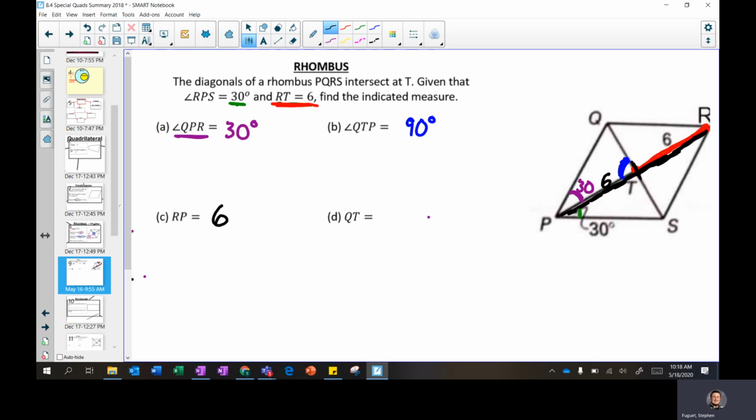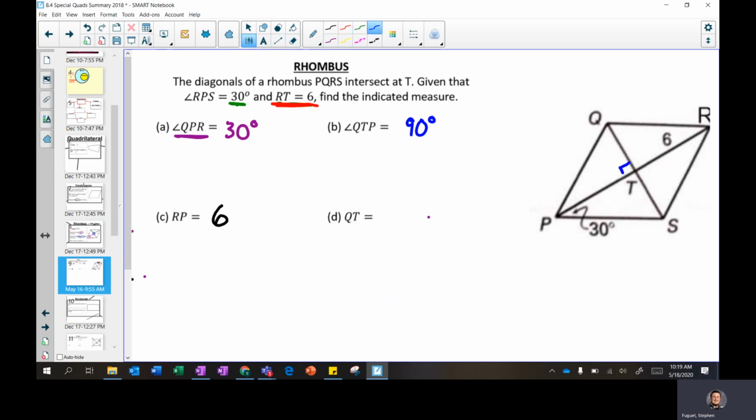And that brings us to the 4th question, which is probably the hardest one. QT. How do I figure out the measure for QT? So the challenge here is that we don't know anything about this diagonal here. But there's one important thing, and I'm going to erase all of the scratch work that I've done on this drawing here to show you this. All right. QT, we know that QTP is a right angle.